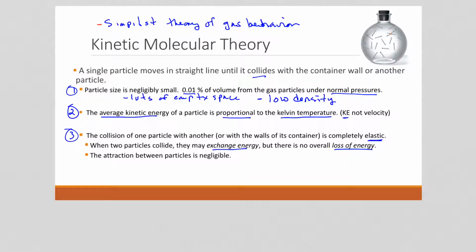Hard objects colliding and they bounce off each other, right? They can exchange energy, right? So one of the particles that's moving faster could hit another one and exchange some energy, but there would be no loss of energy. It's a complete exchange.